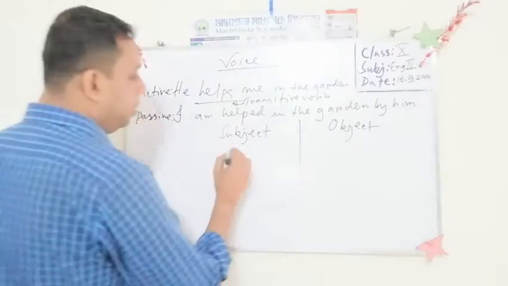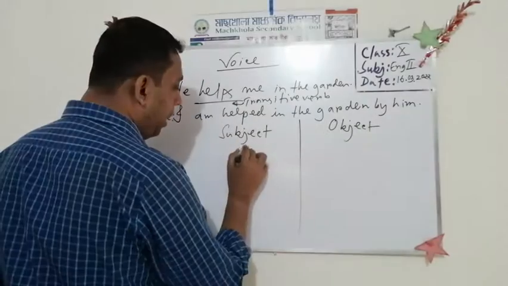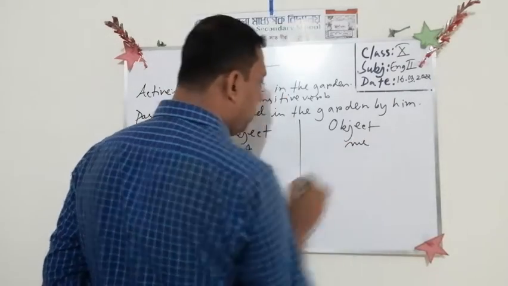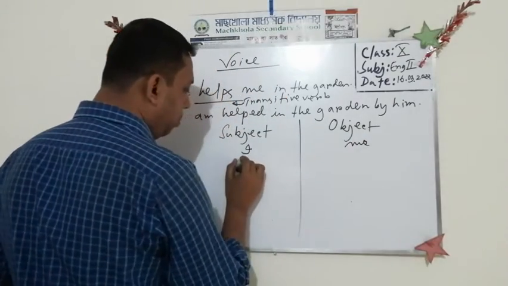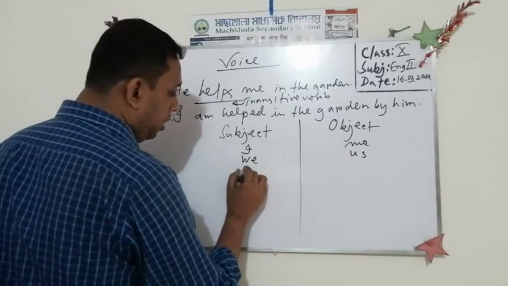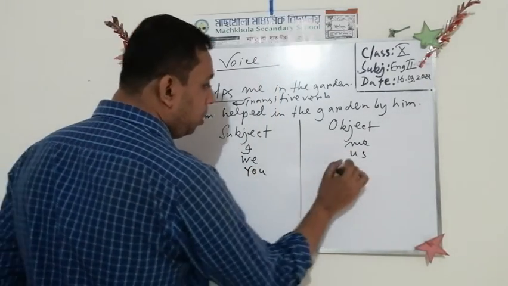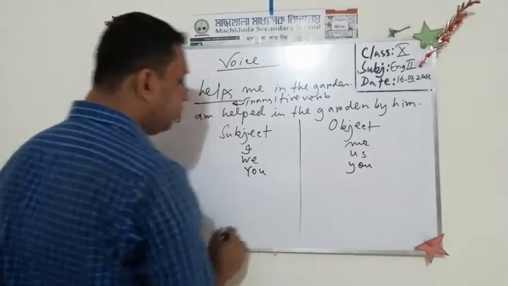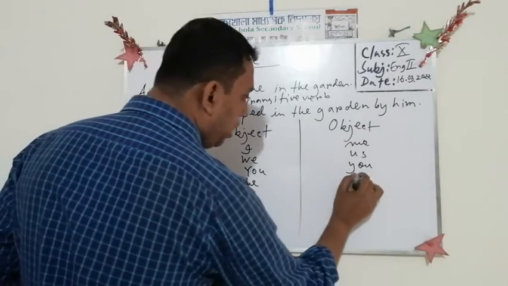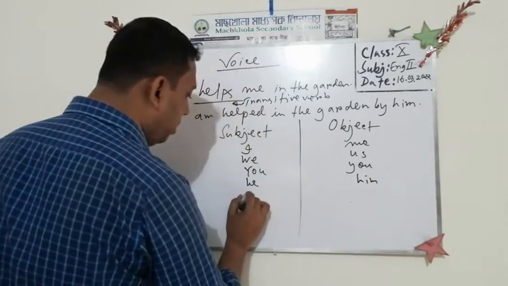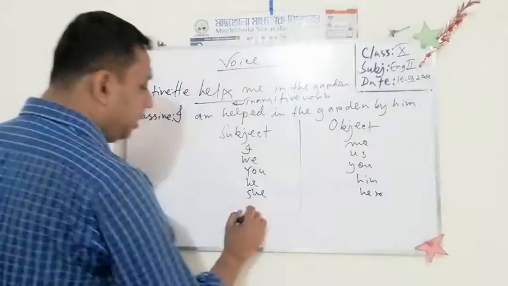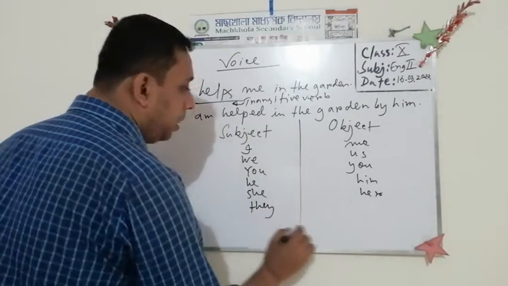So subject form I, object form me. Very good. So we, us. Okay. You, no change. He, him. She, her. Okay. They, them.